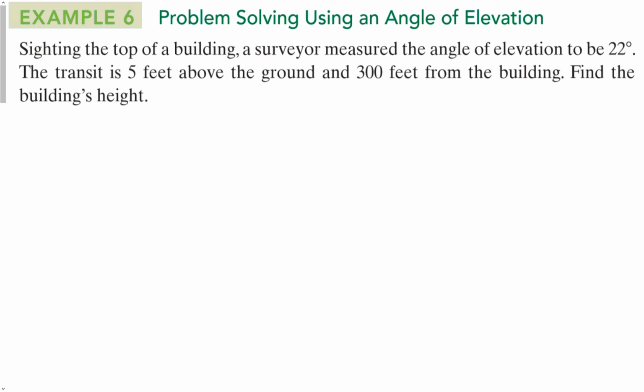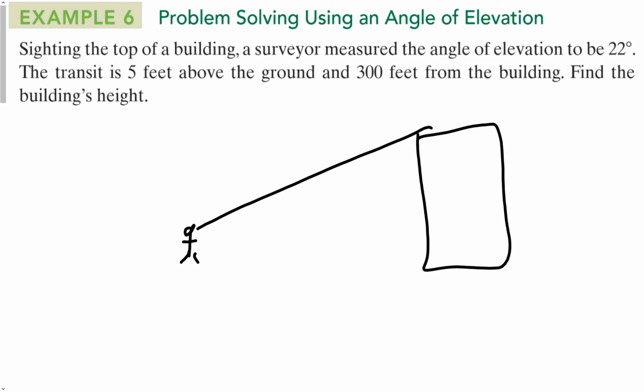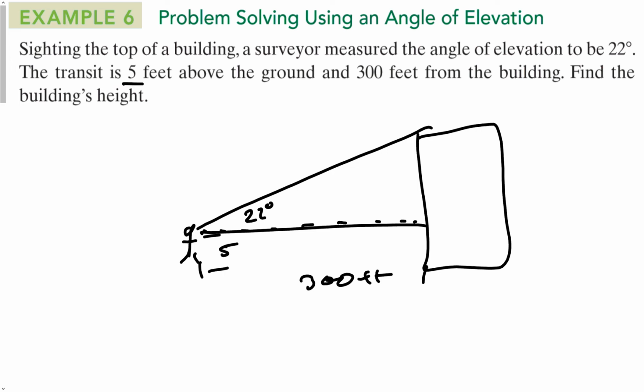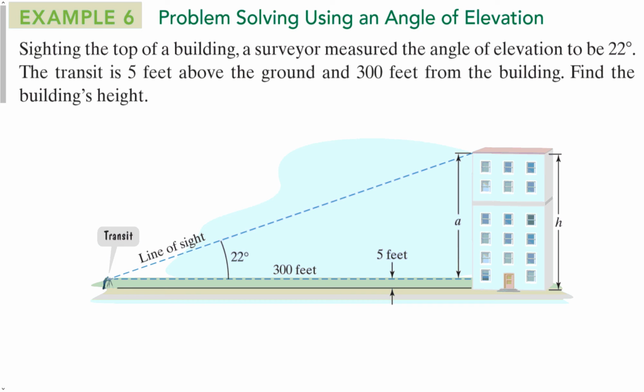So, imagine what's going on is you're standing here, you are measuring a building. Here's the building, right? You're looking up at the top. Here's your flat line. The angle is 22 degrees. The distance from here to here is 300. That's important. And the transit is 5 feet above the ground. Okay? Terrible drawing. Here's a better one.